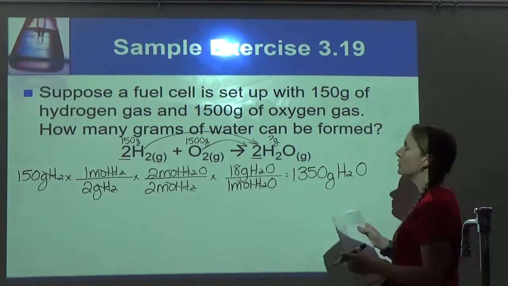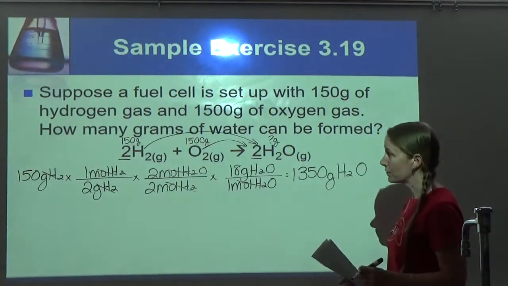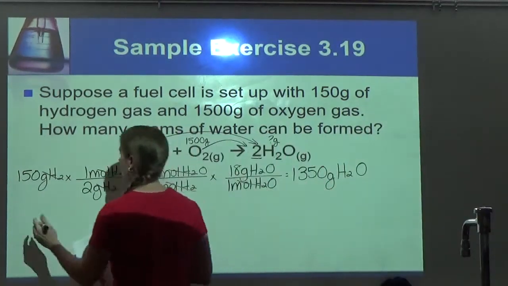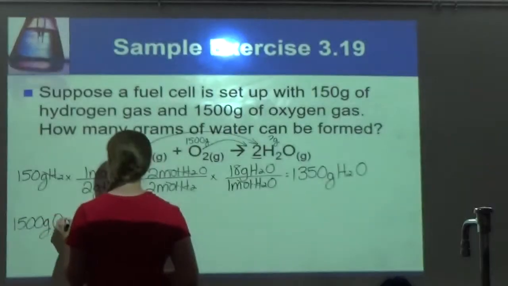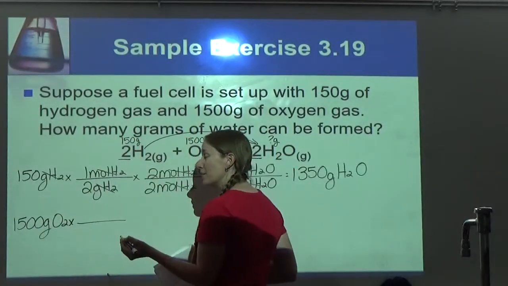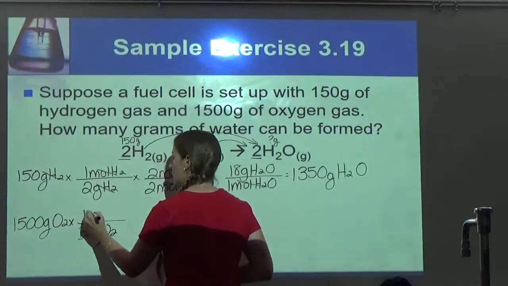All right, so if I use up all my hydrogen, I can make 1,350 grams of water. All right, next I got to start with my oxygen. So here we have 1,500 grams of oxygen. So step 1 is convert to moles. So my molar mass of oxygen is 32 grams, is 1 mole.